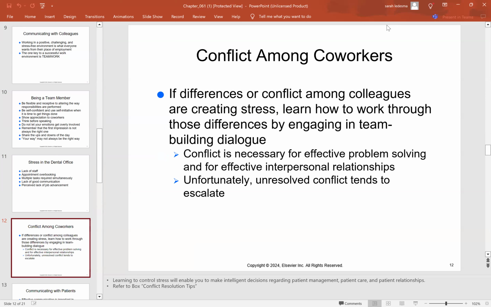Conflict amongst coworkers: if differences or conflict amongst colleagues are creating stress, learn how to work through those differences by engaging in team building dialogue. Conflict is necessary for effective problem solving and for effective interpersonal relationships. Unfortunately, unresolved conflict usually tends to escalate. It's better to talk it out when you first notice it.